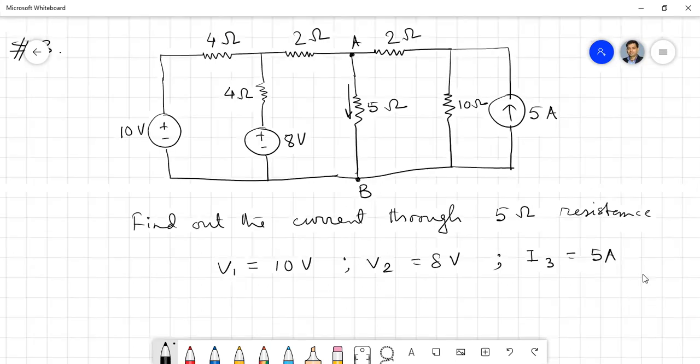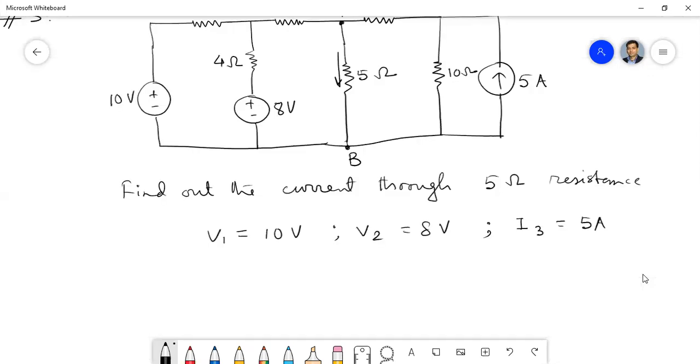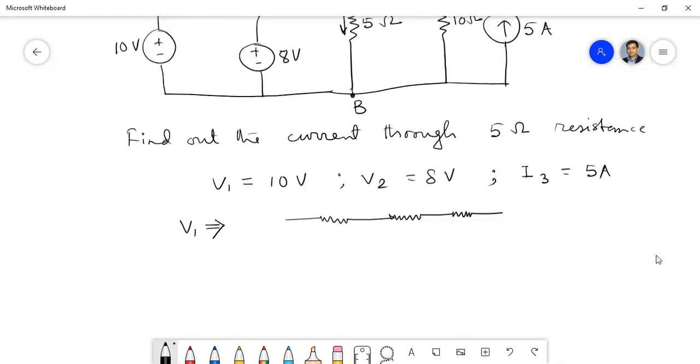Okay, now one by one you have to consider, one by one source you have to consider. Let us consider the V1 source. When we consider the V1 source, what we have to do, other sources you have to make off. So what do you mean by making a source off? Yeah, the current source should be open circuit and the voltage source should be short circuit. Okay, so we have to redraw the circuit once again, keeping the other two sources off. So you do this.